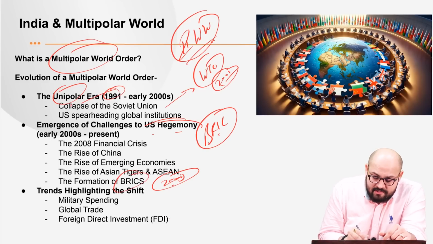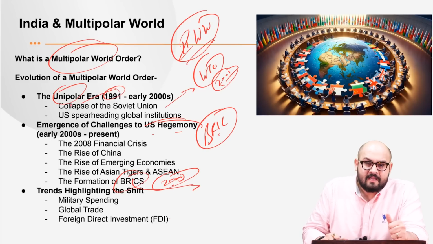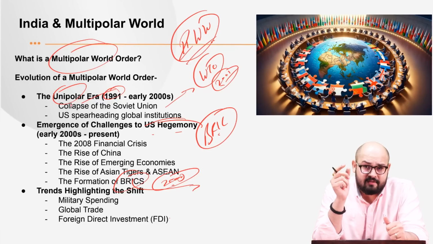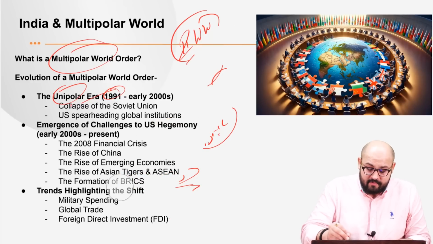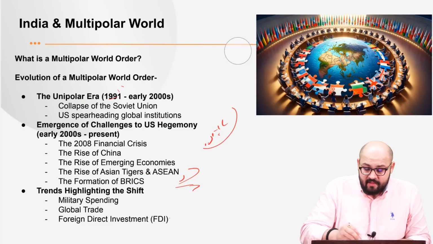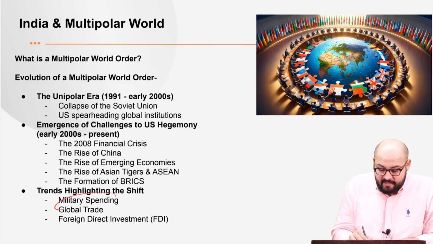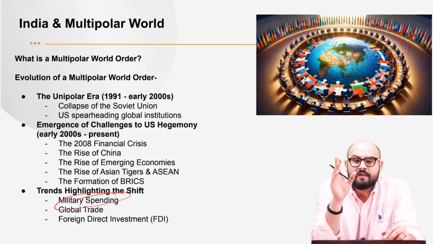BRICS actually tried to restructure the global economic order, right? And to this day, it challenges the construct of the G7 led by the developed countries. Now, what are the trends which show that you have a multipolar world order? The first is military spending. We all agree that the US is still the largest military spender in the world.